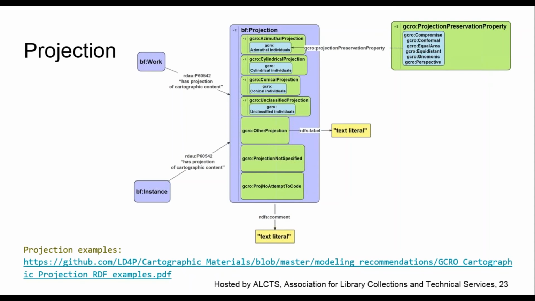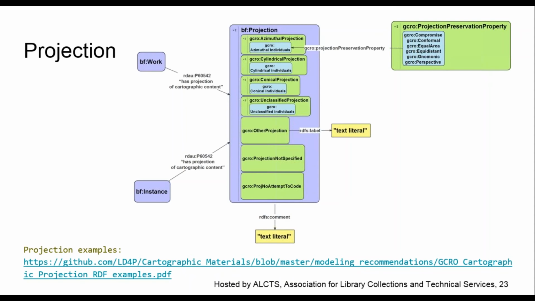An addition we made to the structure of the projections in the GCRO ontology file was to assign a projection preservation property to each projection, so that, for example, if you're looking for an equal area map, you'd be able to find those across projection types. And we used Wikipedia data for adding these preservation properties to our ontology. And you can see that association under the GCRO projection preservation property at the top there.